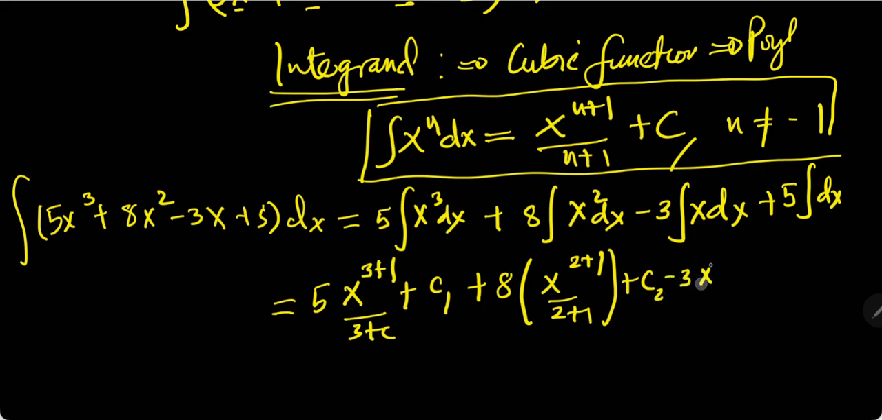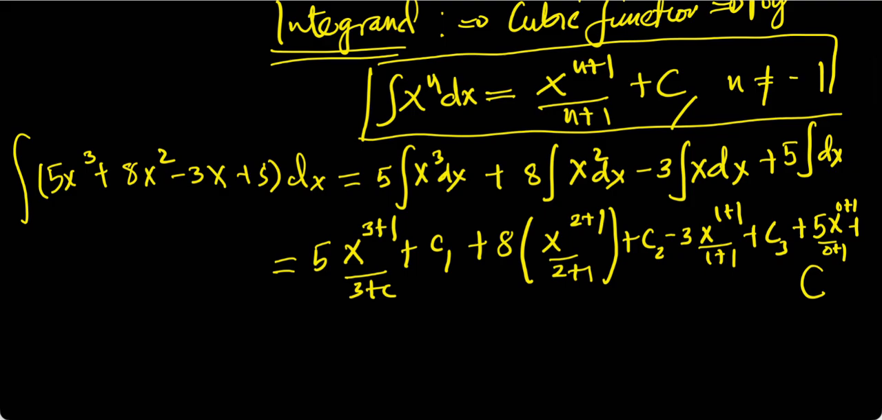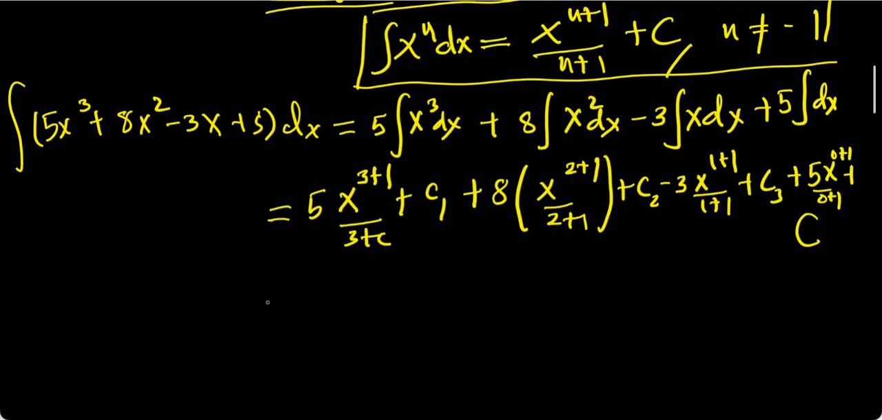Then minus 3x, 1 plus 1 over 1 plus 1, plus another constant. The last part is 5x. Why x? Because we know here in the integral of dx there is 1, and 1 equals x power 0. So 0 plus 1 over 0 plus 1 plus c. I think we know why we add c whenever we integrate: because we don't know the nature of the original function, we normally add c in case the original function had a constant. Then we will write this as, like I said, this is constant number 4. So this is 5 over 4, then x power 4 plus 8 over 3, x power 3.